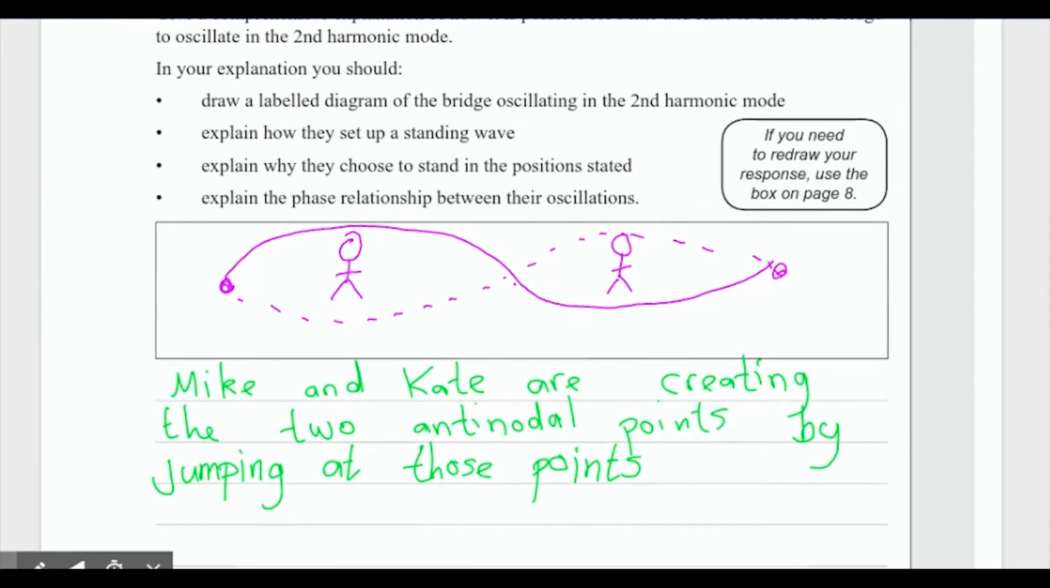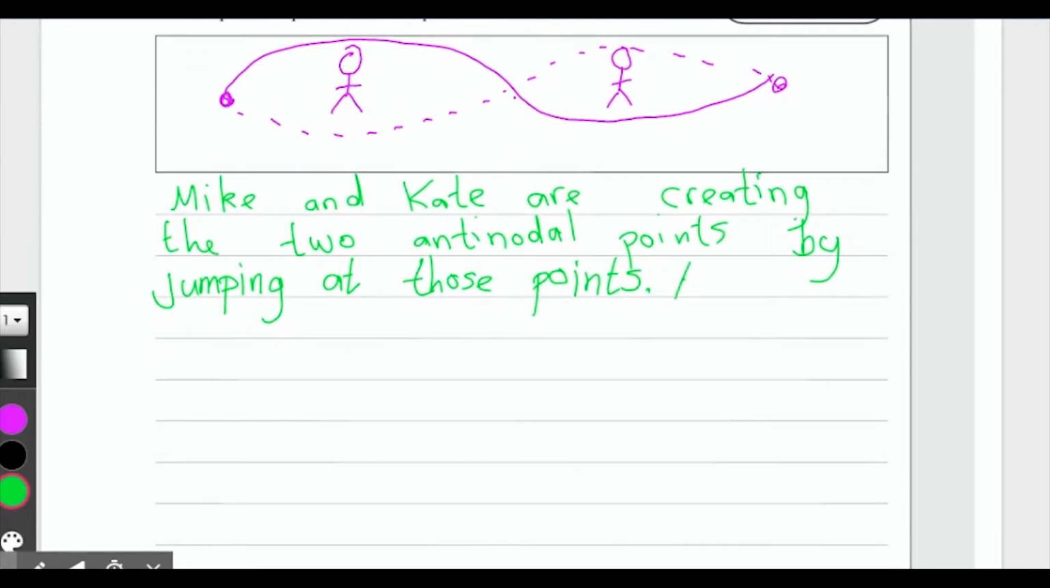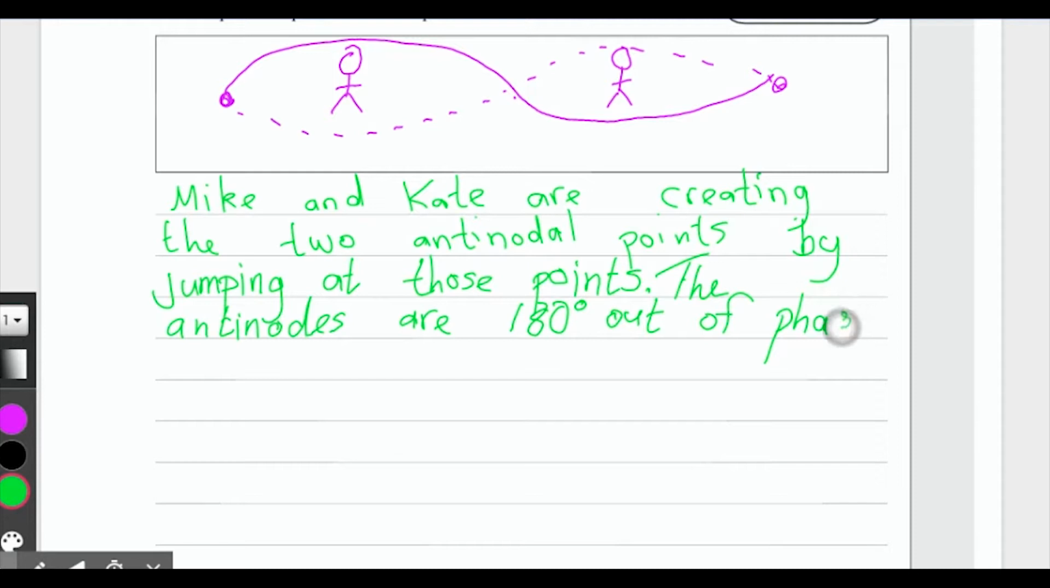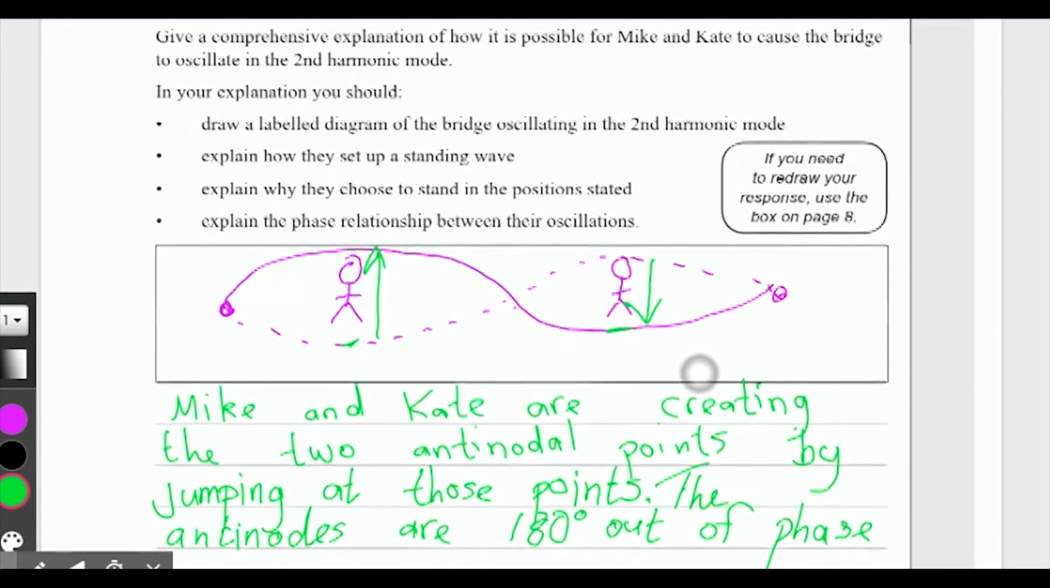All right, and explain the phase relationship between their oscillations. Okay, the antinodes are 180 degrees out of phase. Now we know this. Looking at that diagram, we can see that these two antinodes are 180 degrees out of phase. What that physically means is that as one has gone up, the other has gone down. Okay? What else are we wanting to say?